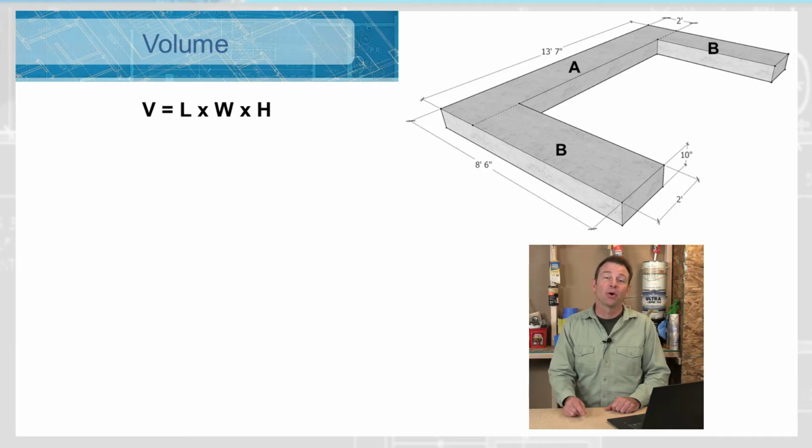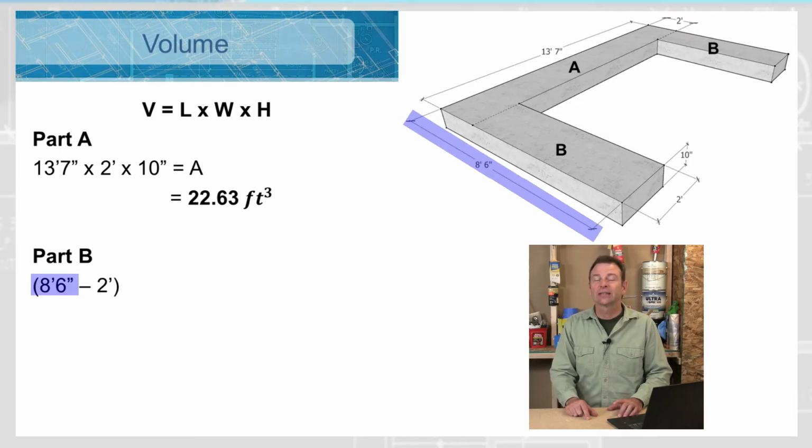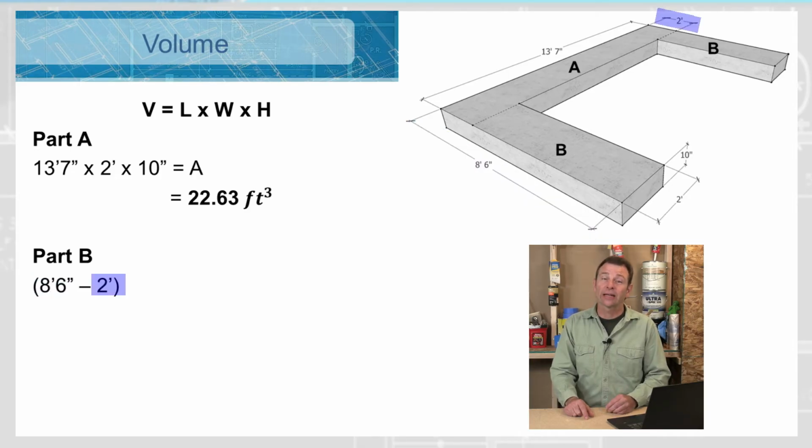So in the case of part A, that's going to be 13 feet 7 for our length. It's going to be 2 feet for our width of that part, and also 10 inches high. It's going to give us our cubic feet of 22.63. Moving on to part B, we'll use the same formula, length times width times height, to figure our volume. And our length of part B is going to be 8'6" minus a section of part A, which is 2 feet. So we'll subtract 2 feet from our 8'6".